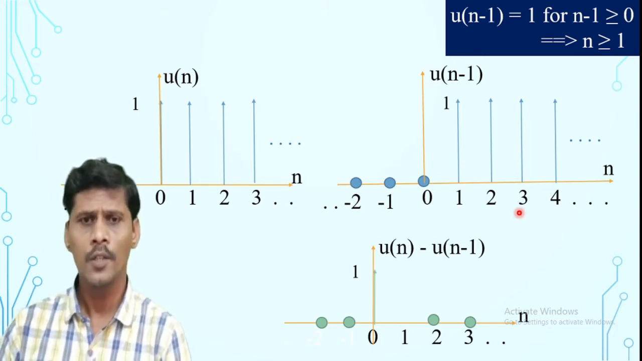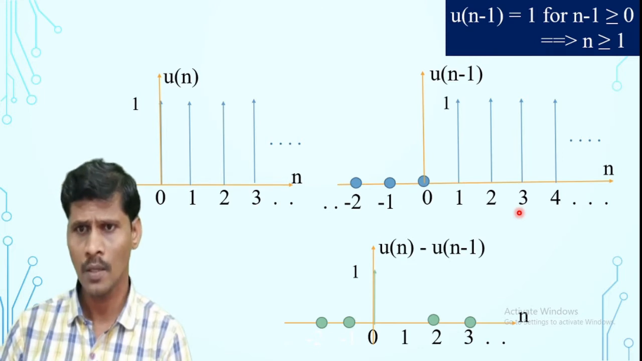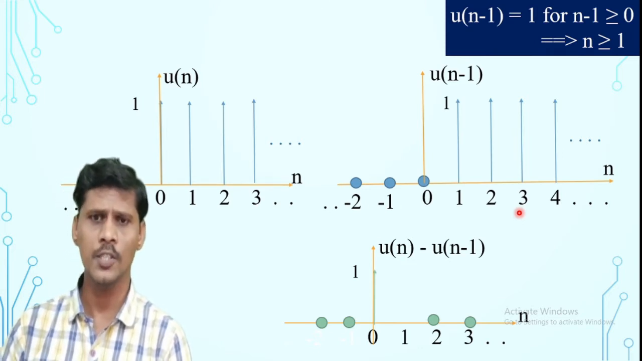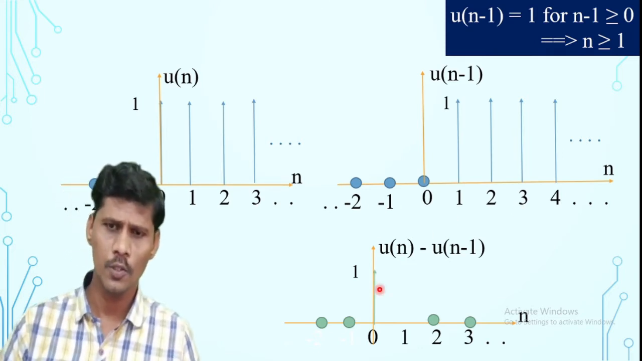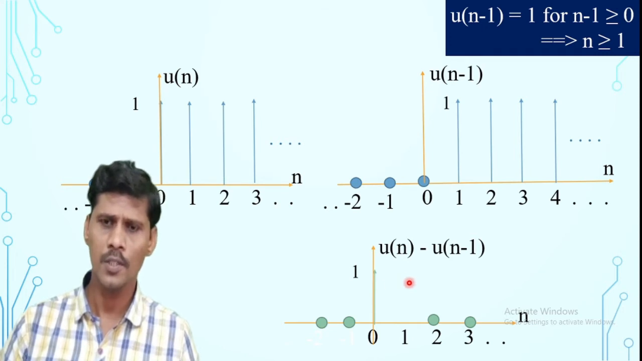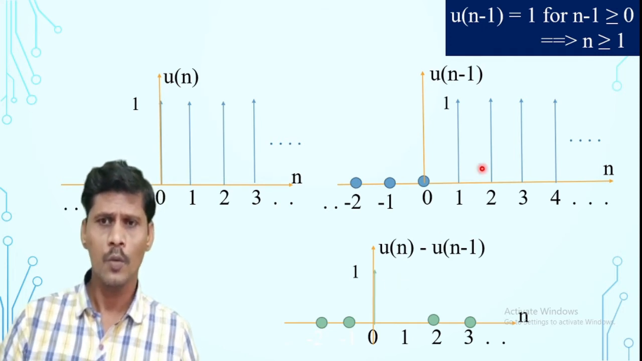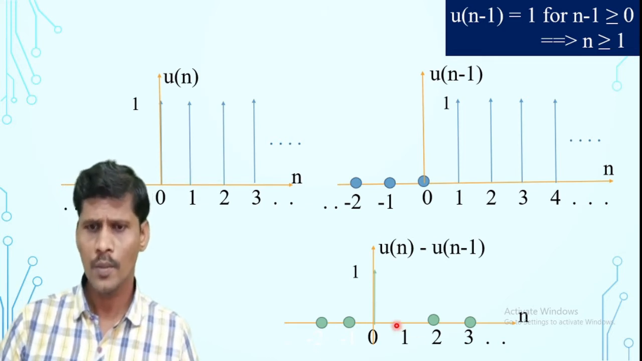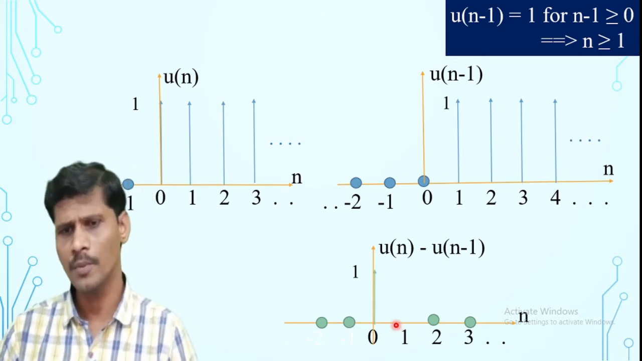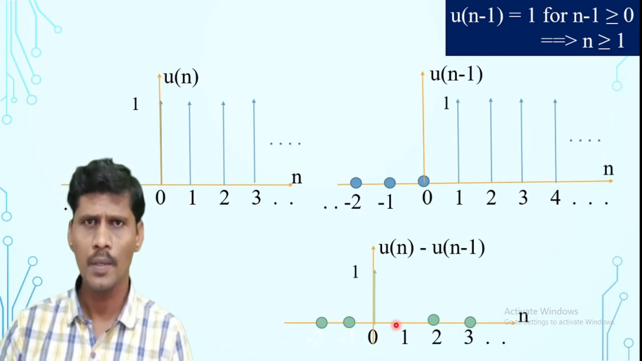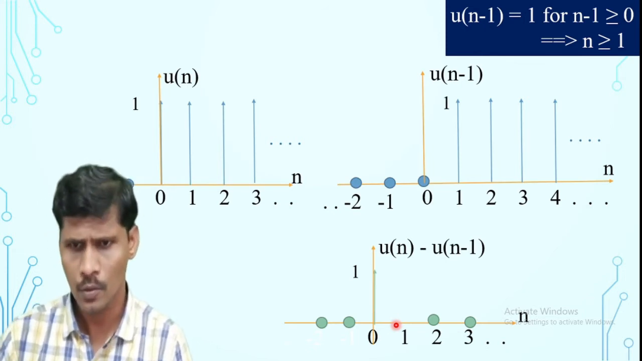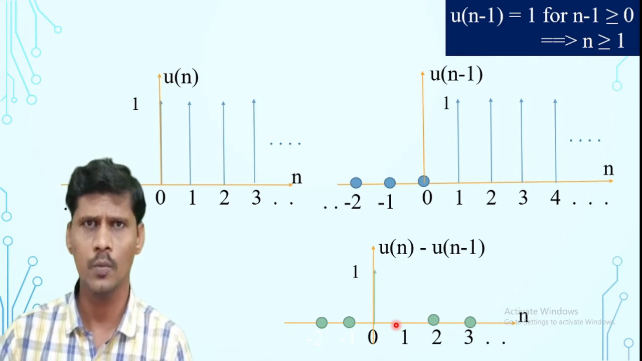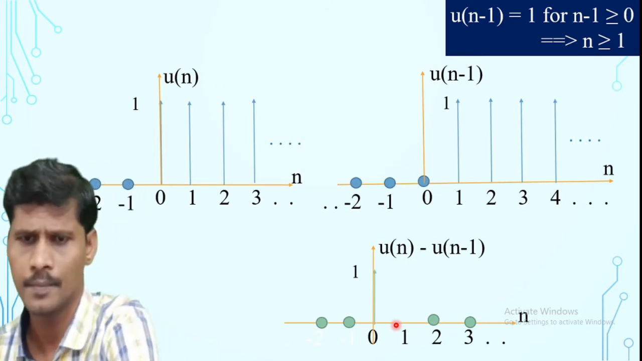So therefore, the impulse exists only at n is equal to 0. So this is the graphical representation of the subtraction of u of n minus 1 from the u of n sequence. So what is this graphical representation? This is the graphical representation of the unit impulse sequence, that is del of n. So u of n minus u of n minus 1 is del of n.